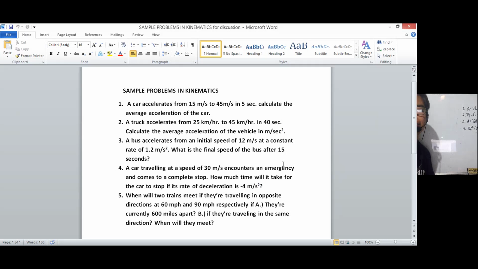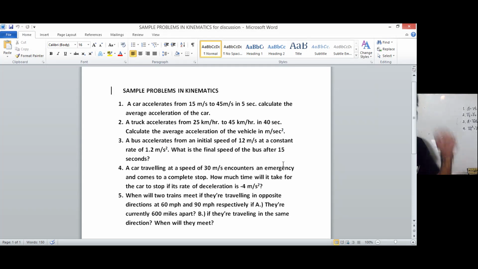When will two trains meet if they're traveling in opposite directions at 60 miles per hour and 90 miles per hour respectively? If A, they're currently 60 miles apart, and B, if they're traveling in the same direction. Okay, so when will they meet?